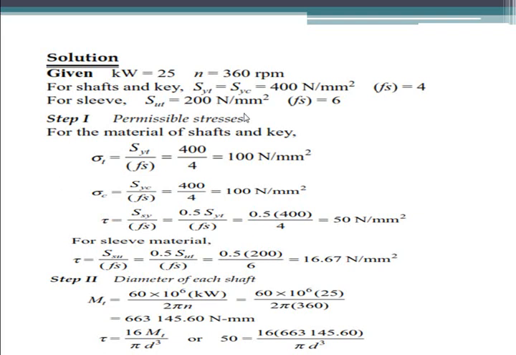The first step, we are going to find out the permissible stresses. The permissible stress for shaft and key, because the material was different, plain carbon steel for shafts and keys, and grey cast iron FG200 for the sleeve. So for the shaft and key material, sigma T, allowable tensile stress, is equal to SYT by FOS, 400 by 4, which will be 100, and sigma c is also the same because yield compressive and yield tensile strengths are the same.